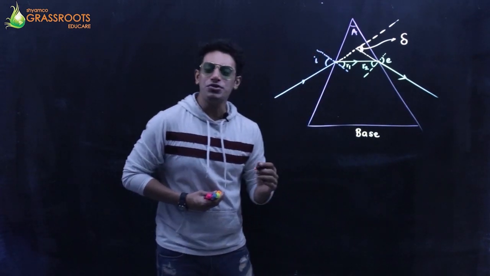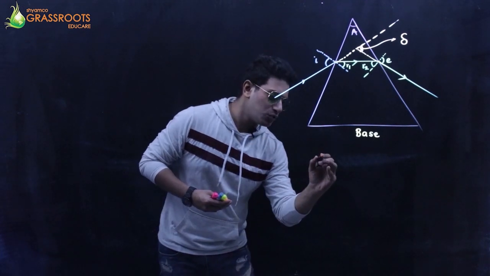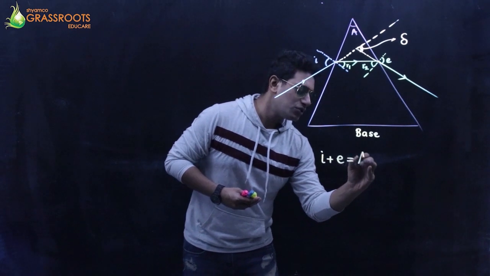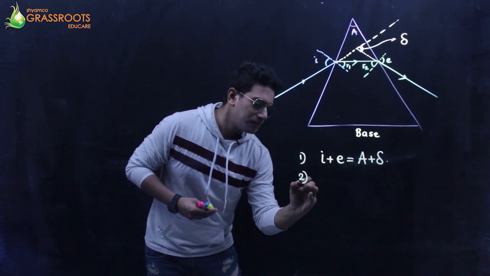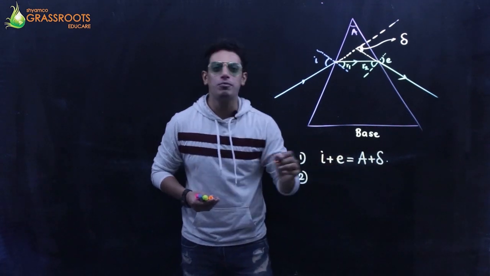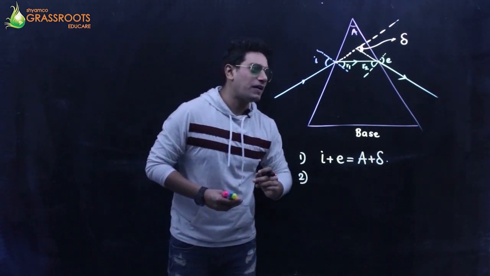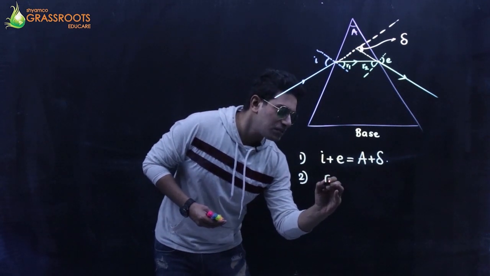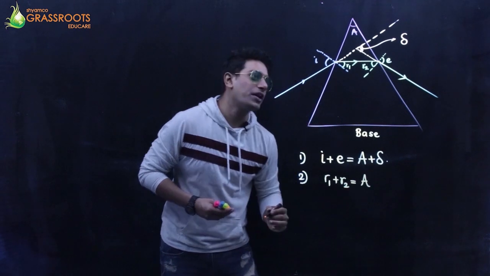Alright, out here I want you to remember a few formulae. The first one: I plus E is equal to A plus delta. The second formula: just memorize these formulas by heart because they will be useful from the numericals point of view. Fine. Second formula, it is R1 plus R2 is equal to A.